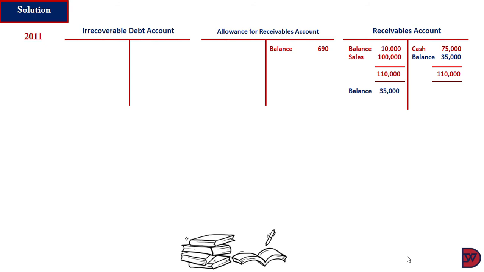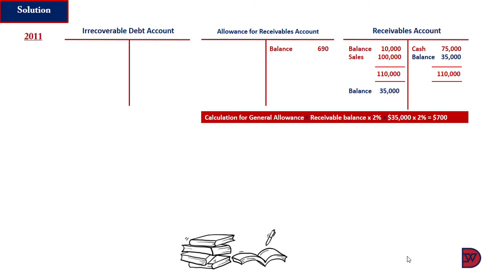Okay, now that we've been able to find the balance, let's come to the calculation of the general allowance. So it will be the receivable balance of $35,000 times 2%, giving us $700. It means that for the year 2011, the balance on the allowance account should be $700. But we already have an opening balance of $690. It means that there was a movement in the year of $10.